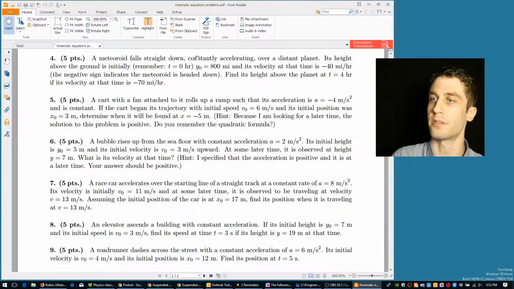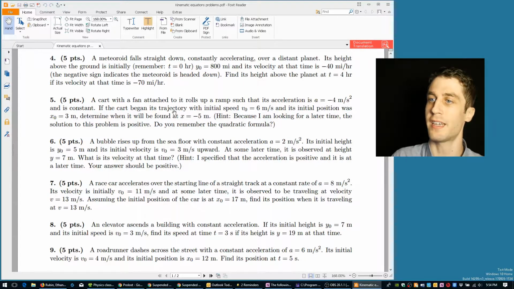And problem 4. A meteoroid falls straight down, constantly accelerating over a distant planet. Its height above the ground is initially, remember, t equals 0 hours, so whenever I say initial, it means t equals 0 hours. Its height above the ground is initially y naught equals 800 miles, and its velocity at that time is negative 40 miles per hour, and the negative sign indicates that the meteoroid is headed down. Find its height above the planet at t equals 4 hours, if its velocity at that time is negative 70 miles per hour.